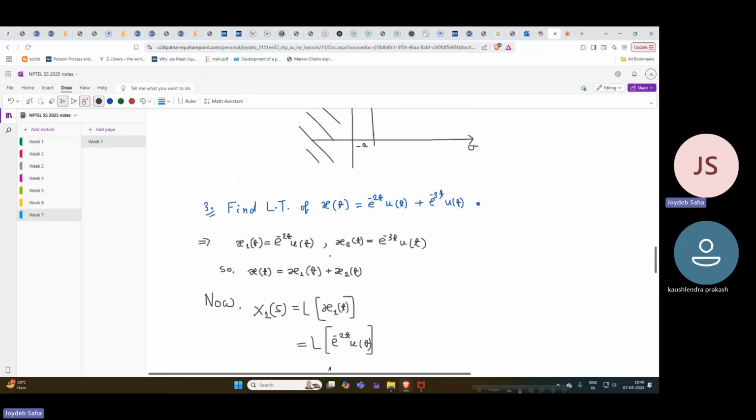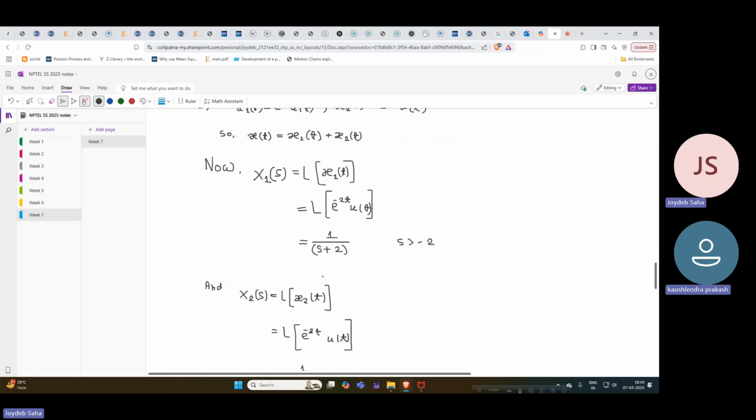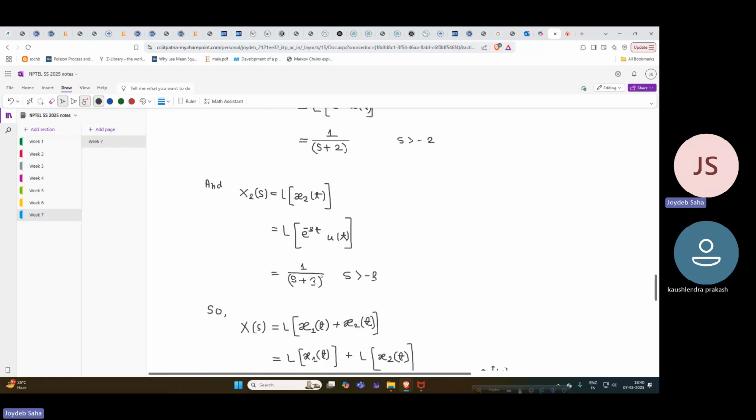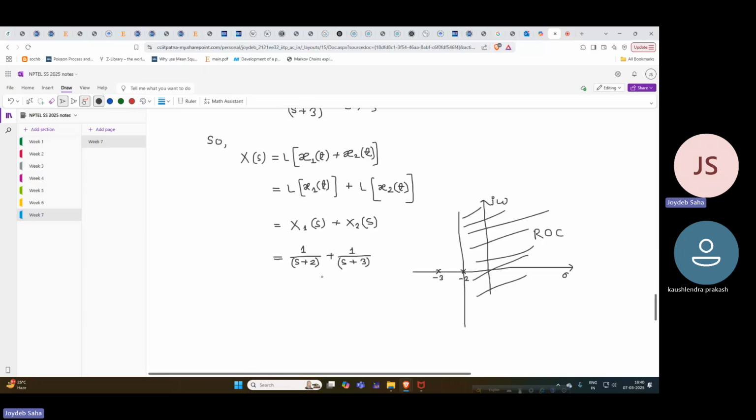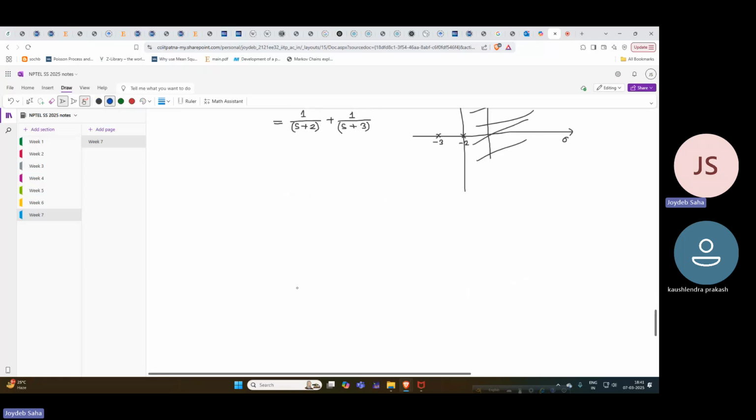So is it clear, or do you need 1-2 minutes to make it clear from your end? So yes, it is clear. Okay, fine. So we will move to the next problem. A very interesting problem. The next problem may look a little bit tough, but it is not tough.